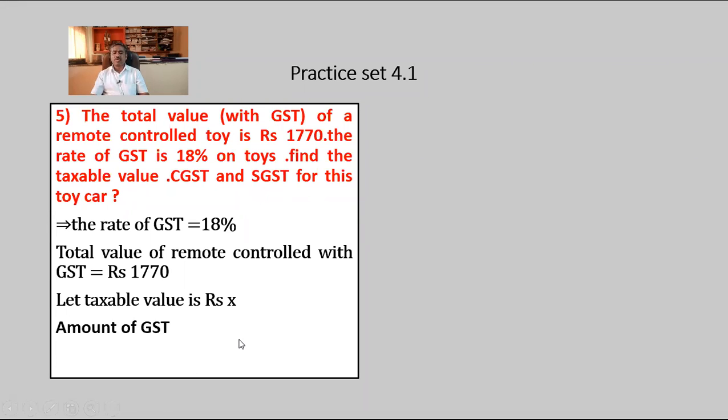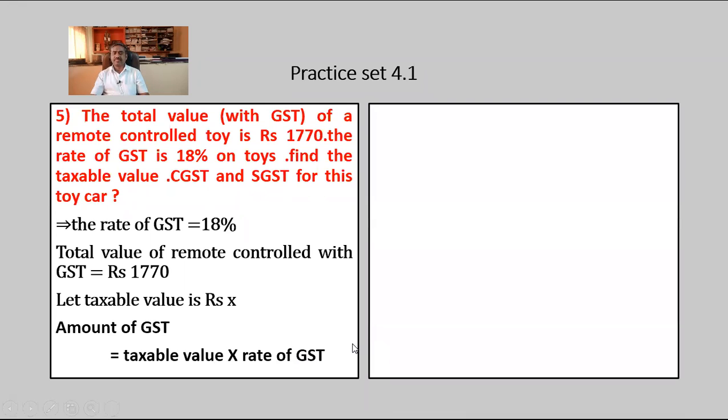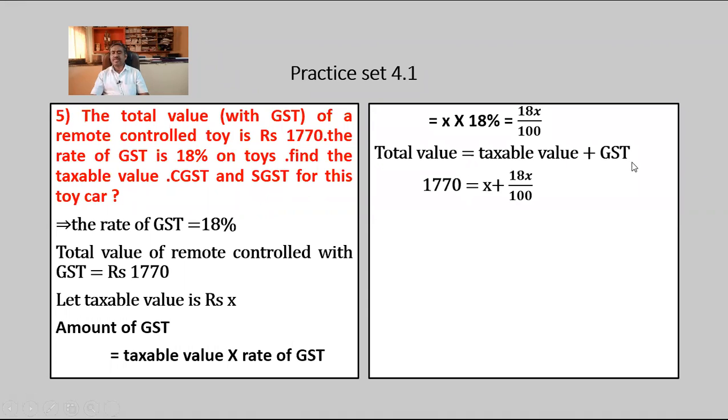Amount of GST is equal to taxable value multiply rate of GST. X multiply 18% is equal to 18x upon 100. This is the amount of GST. Total value is taxable value plus GST. Total value 1770 is equal to taxable value, we have to consider X, plus amount of GST is 18x upon 100.